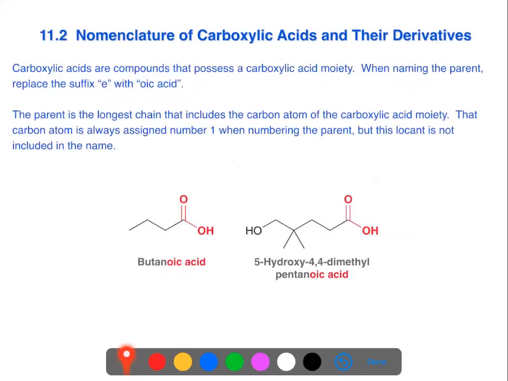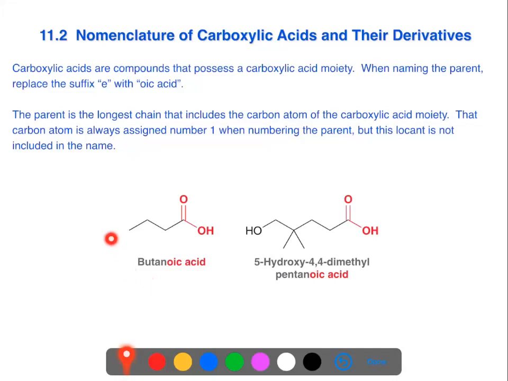Now let's look at the naming of carboxylic acids and the derivatives. So carboxylic acids, these are compounds that possess that carboxylic acid moiety, or the carboxy group. And when naming, we name the parent and we replace the e with oic acid. So methane would be methanoic acid, for example. The parent is going to be the longest chain that includes that functional group, and the carbon atom of the carboxylic acid group will always be carbon 1. The carboxylic acid functionality, as we'll see with the other derivatives, that carbon of the carbonyl will always be carbon 1 in the parent system.